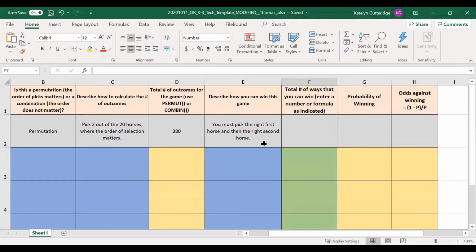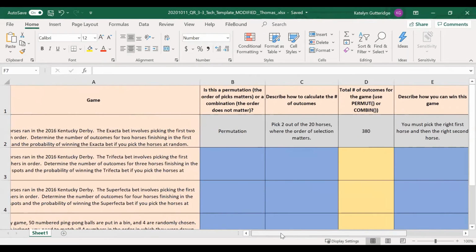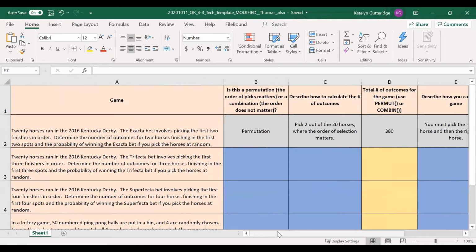Okay, so when we're thinking about our first situation here, we have 20 horses. We are picking the first 2 horses to finish. We are trying to find the total number of ways that we can win. So to win this, since the order matters and it matters which horse we pick for first and which horse we pick for second, there is only one way to win this. Simply because that order is very, very important, we only have one way to win this. We have to pick that first horse. We have to pick that second horse. We're not going to win any other way.